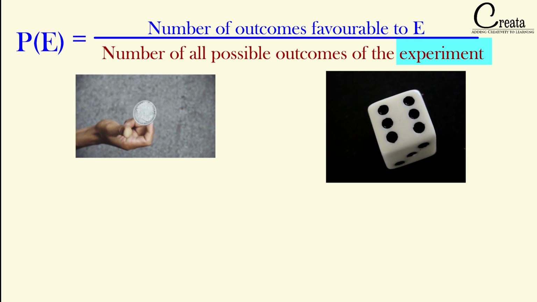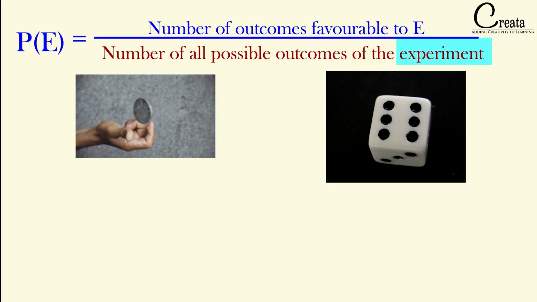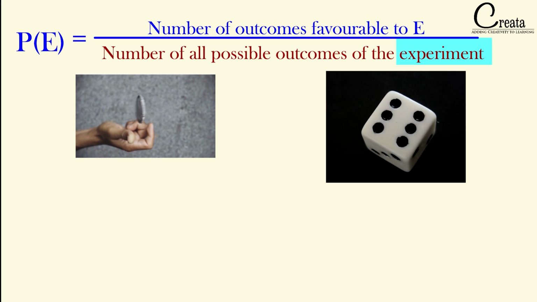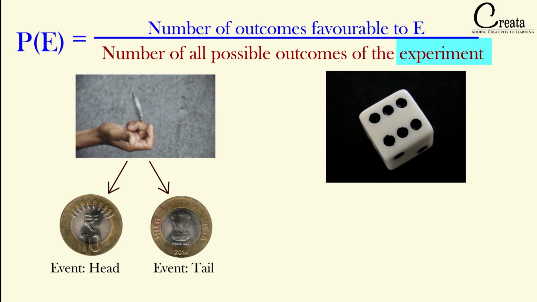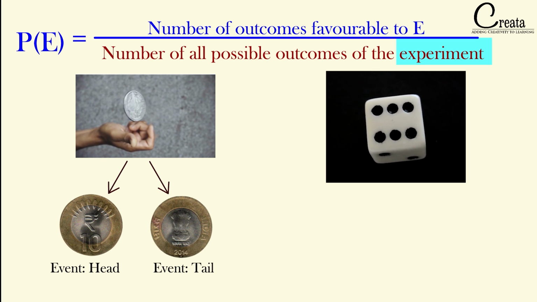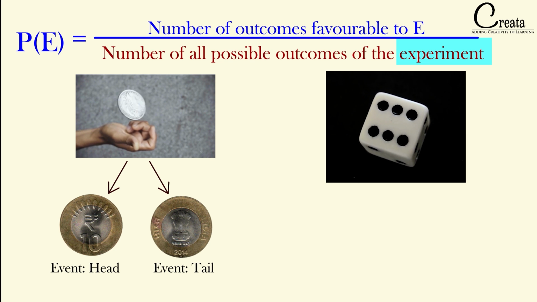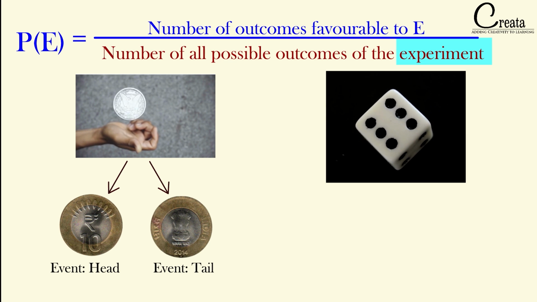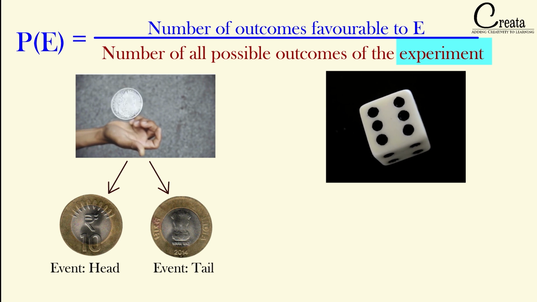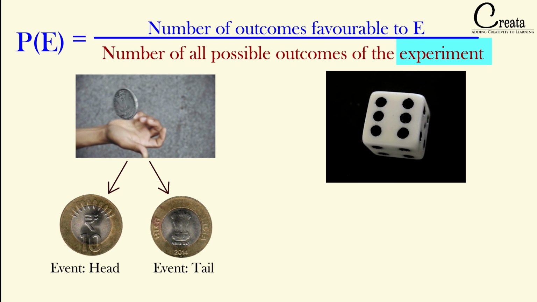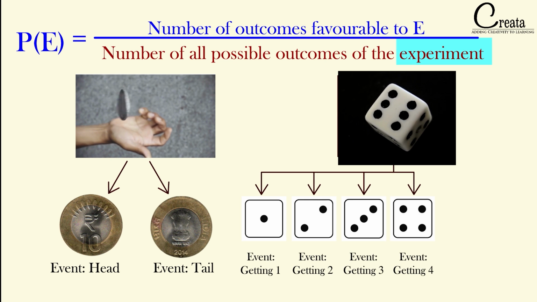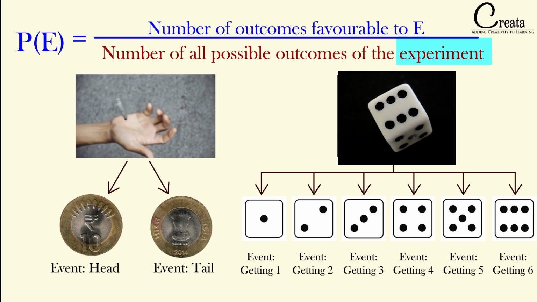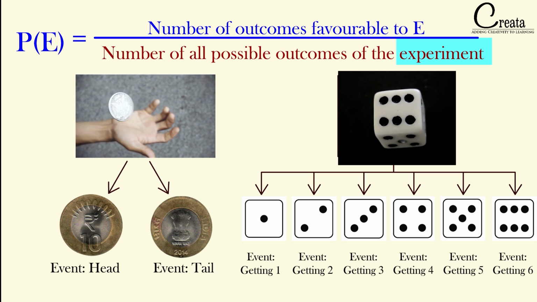For example, if we do the experiment of tossing the coin, we can get either head or tail. Head is an event, tail is an event. Another example, if we are rolling the dice, that is an experiment. In the experiment of rolling the dice, we are getting 1 to 6. We are getting 6 outputs or we are getting a total of 6 events.